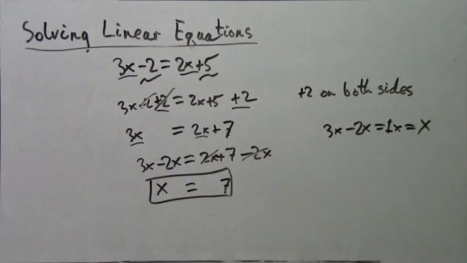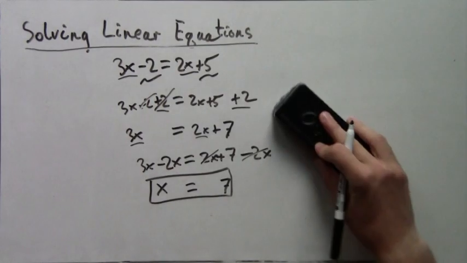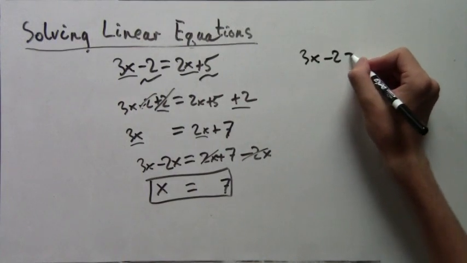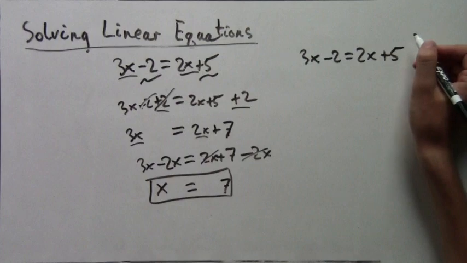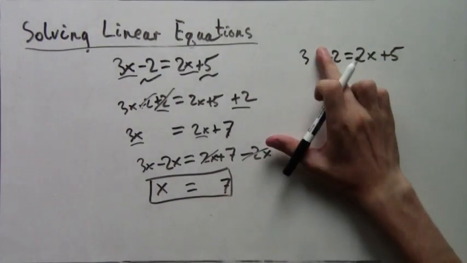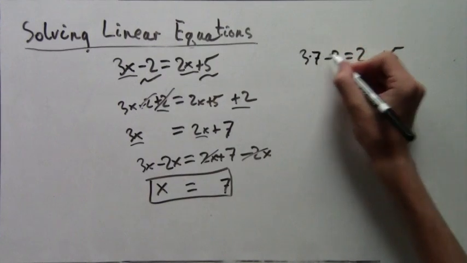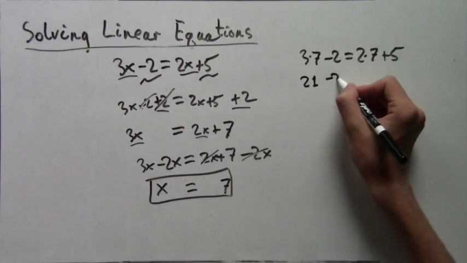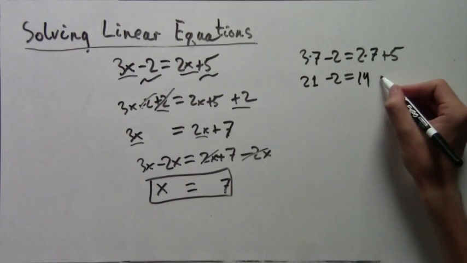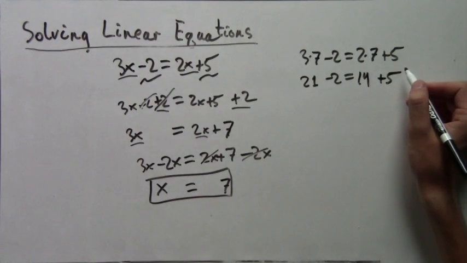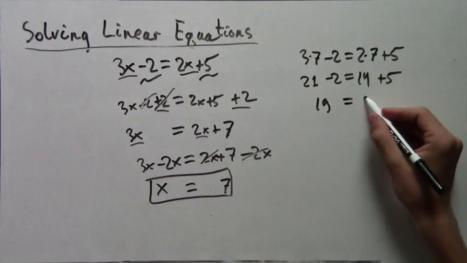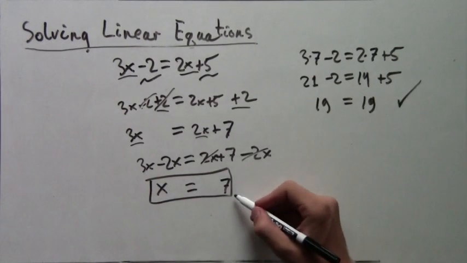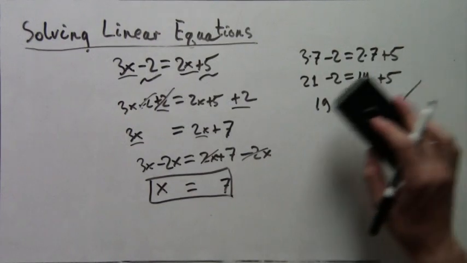Now, as before, we can check this answer by just plugging it in. So our original equation was 3x minus 2 equals 2x plus 5. If we replace all the x's with a 7, let's see what's going to happen. We get 3 times 7 minus 2, which simplifies to 21 minus 2, and 2 times 7 plus 5, which is 14 plus 5. 21 minus 2 is 19. 14 plus 5 is also 19. So we get a true equality. So we really know that x equals 7 is a solution.